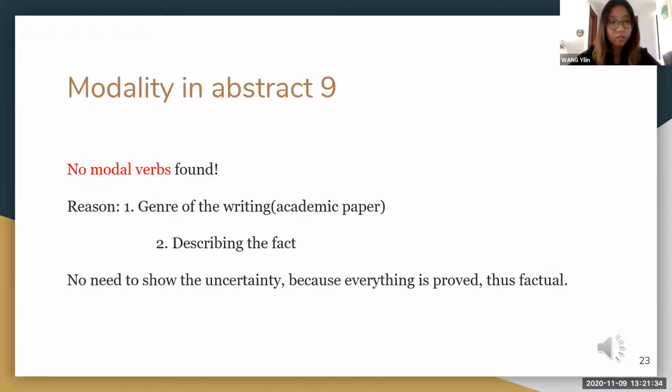As for the sentence modality for our paragraph, I actually didn't find any modal verbs. I think there are several reasons. The first is the genre of the writing. The second is that this paragraph is basically describing facts, because it is an abstract from an academic paper. Everything told in here is proved and thus factual. They're talking about a fact, so there's no need to show uncertainty. So I guess that is probably the reason why the writer didn't use any modal verbs in here.